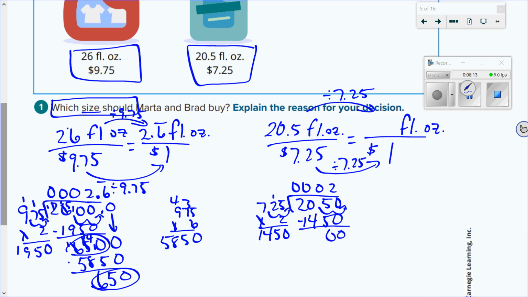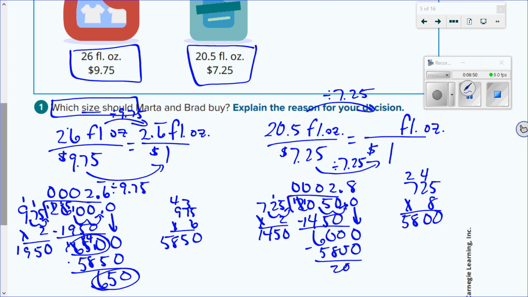That gives us 600. I'm not at 0 yet, so I'm going to add my decimal and bring it up. Add in another 0. So 6,000, that's now going to go 8 times. 725 times 8 gives us 40, 16, 20, 56, 58. So subtract 5,800. I'm not at 0 yet, but I've got 2 8/10 and 2 6/10.